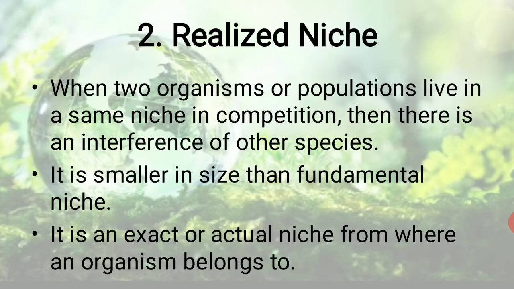So it is smaller in size than the fundamental niche because the same space will be divided between both species. But it is the exact or actual niche where an organism belongs because competition is there. So that's why it is called realized niche. Clear?